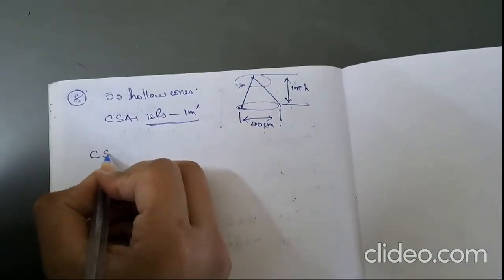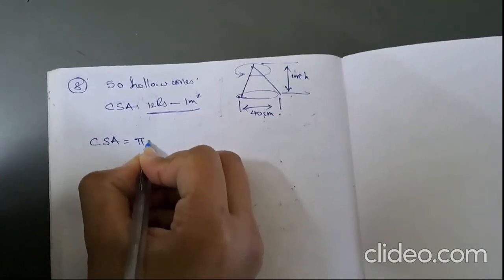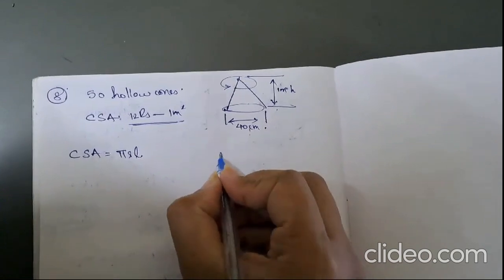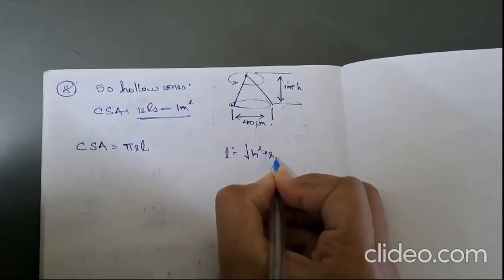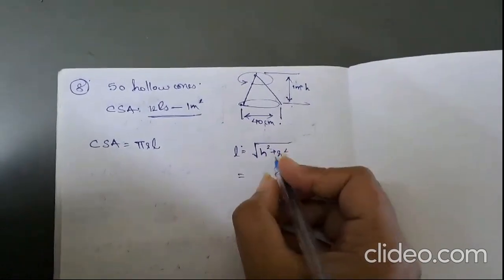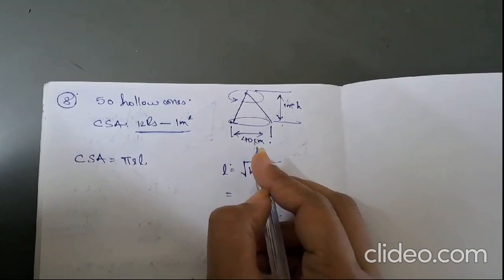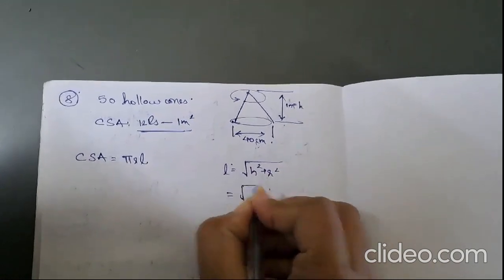So what is the CSA formula? It is pi r L that I'm supposed to find. I do not know the L. L is equal to under root of h square plus r square. So h is 1 meter and this is 40 centimeters. I need to bring them down to the same unit.